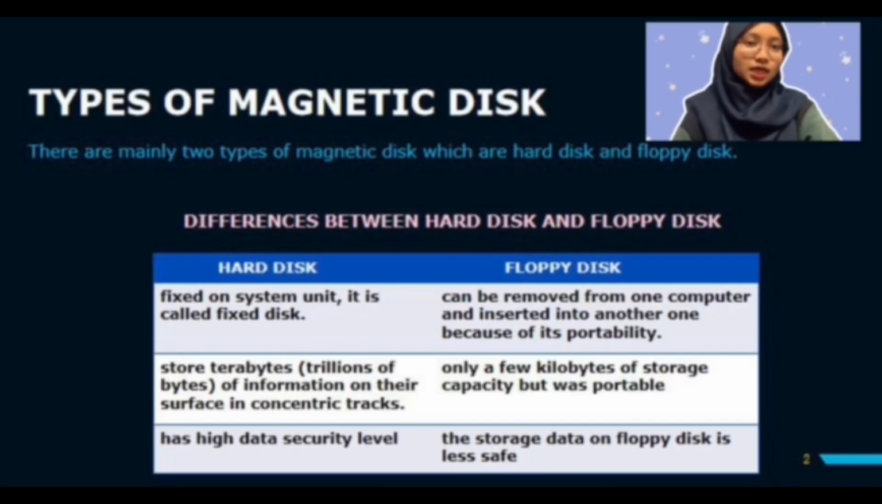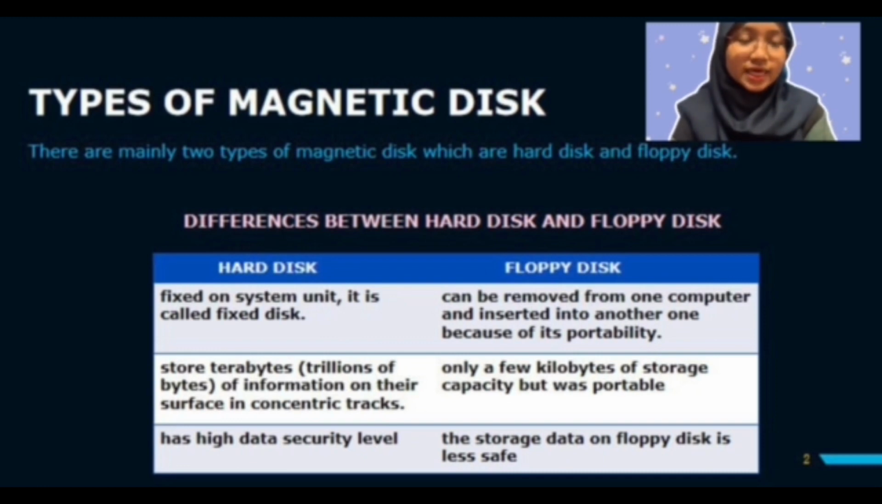There are mainly two types of magnetic disk, which are hard disk and floppy disk. A hard disk is fixed on the system unit, so it is called a fixed disk. A floppy disk can be removed and moved from one computer to another because of its portability. A hard disk can store terabytes of information, while a floppy disk can only store kilobytes. The last difference is that a hard disk has high data security compared to a floppy disk, which is less safe. So using a hard disk is actually recommended over a floppy disk.